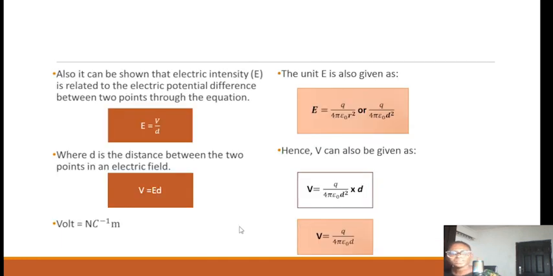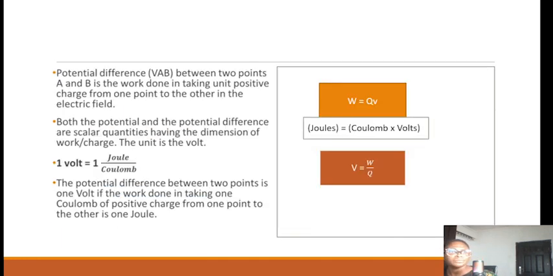Potential difference. The potential difference V_AB between two points A and B is the work done in taking a unit positive charge from one point to the other in the electric field. The work done in taking it from A to B is the potential difference between A and B.